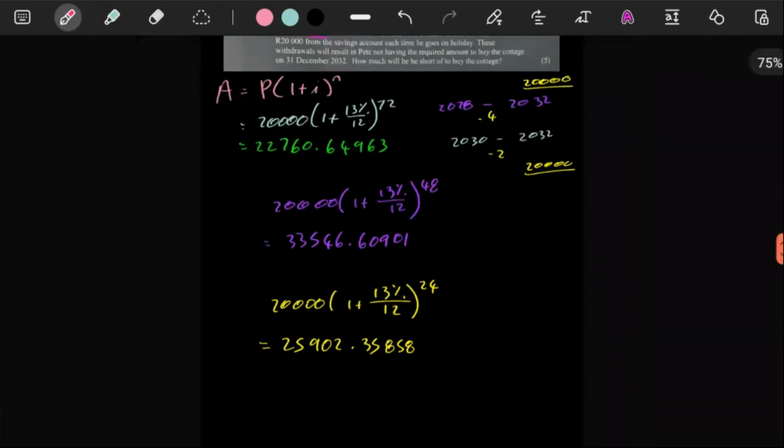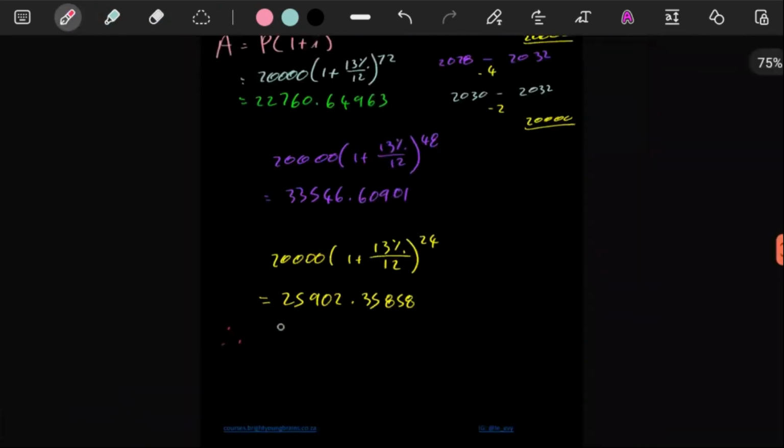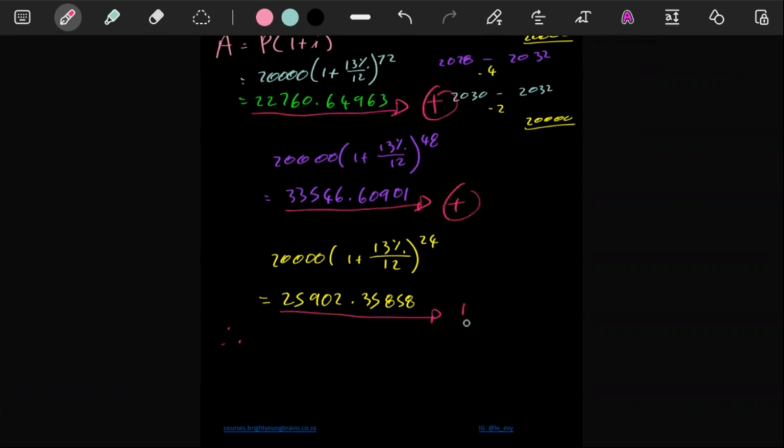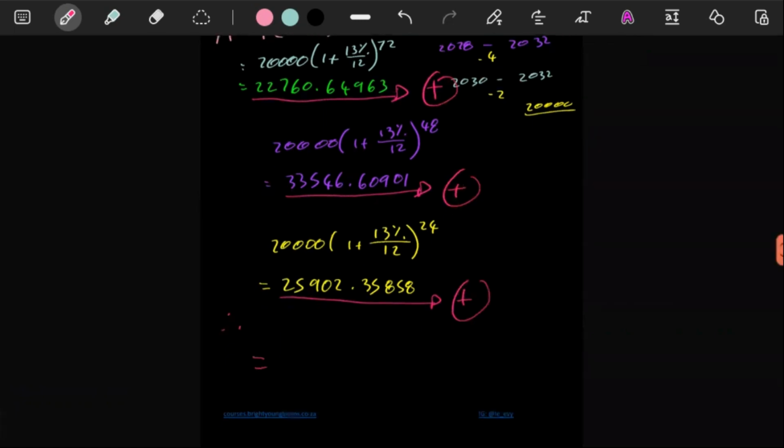So the big idea is these three put together. Therefore, the total amount is these three added up: this plus this plus this. Let's see what the total is in our calculator here. In our calculator, the overall total is 100.